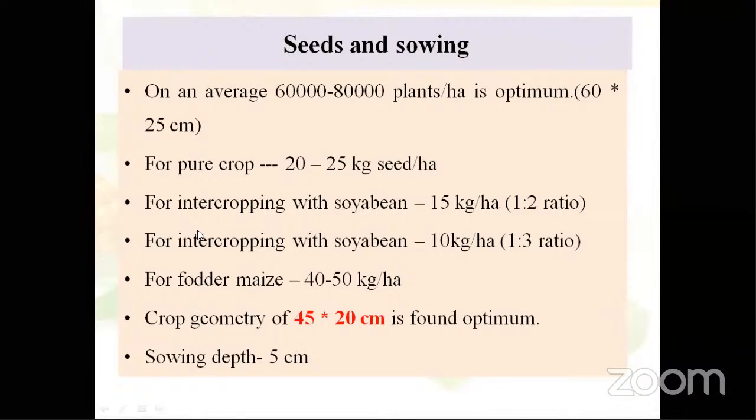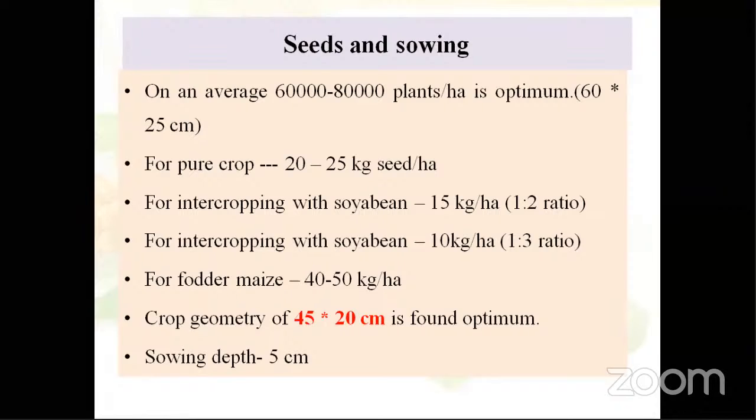Coming to intercropping with soybean, 1:2 ratio. Here, one row of soybean is followed by 2 rows of maize, then again soybean. For that type of intercropping, 15 kg is required. Intercropping with soybean, 1:3 ratio. Sorry, here 2 rows are soybean and 1 row is maize. One row of maize followed by 2 rows of soybean, then maize again. For this 1:3 maize soybean intercropping, 10 kg is required.